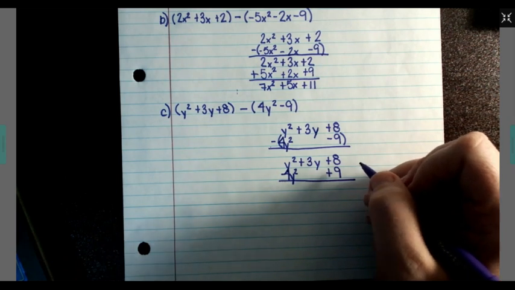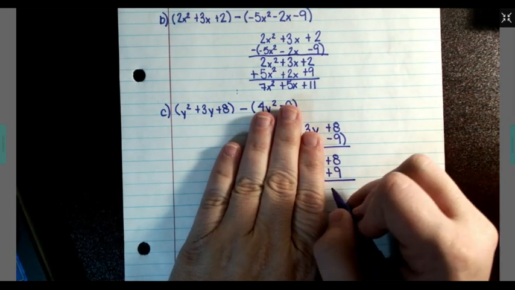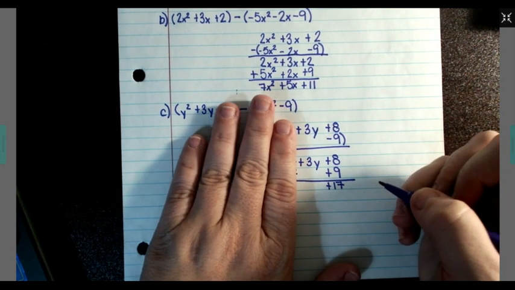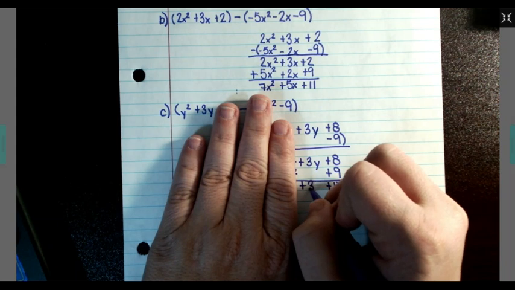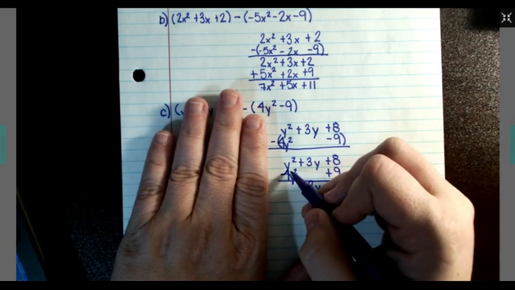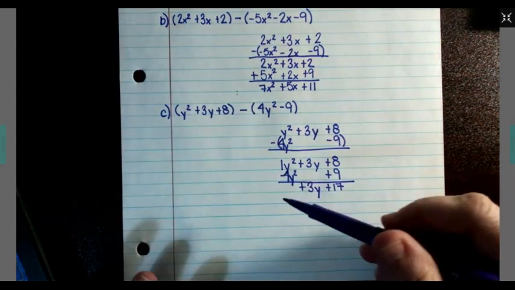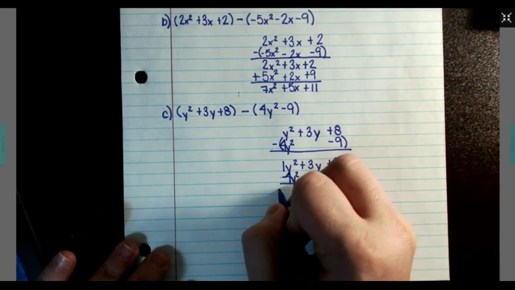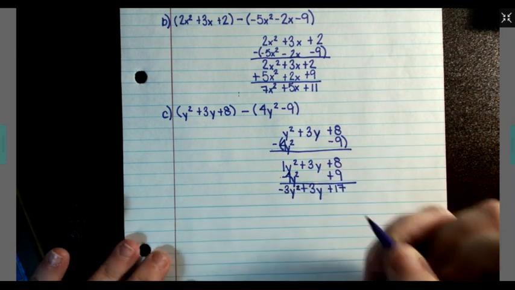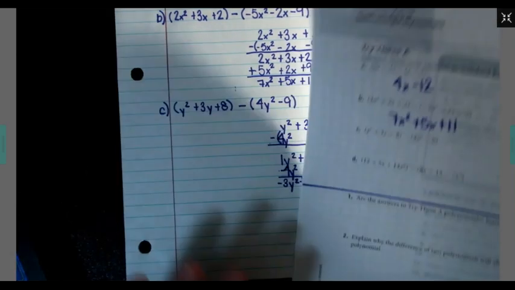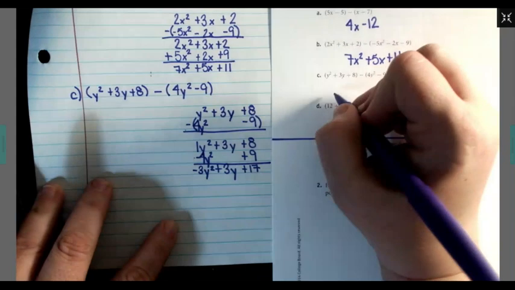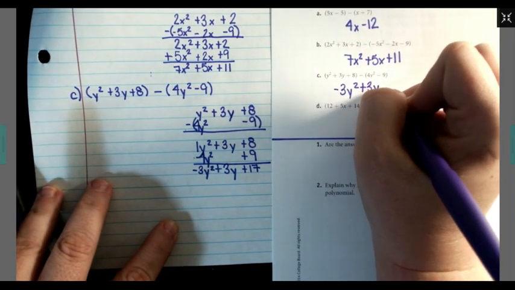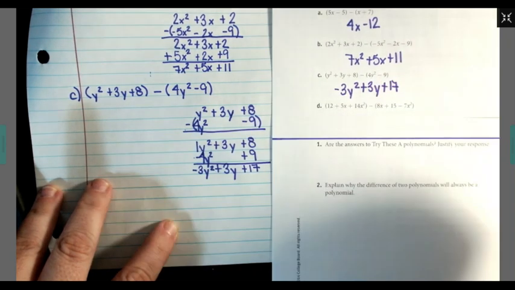Well, look at each term individually. 8 plus 9 is positive 17. 3y plus 0 is positive 3y. And remember, there's that imaginary 1. 1y squared minus 4y squared is going to be negative 3y squared. So let's take our answer and transfer it over. We have negative 3y squared plus 3y plus 17.